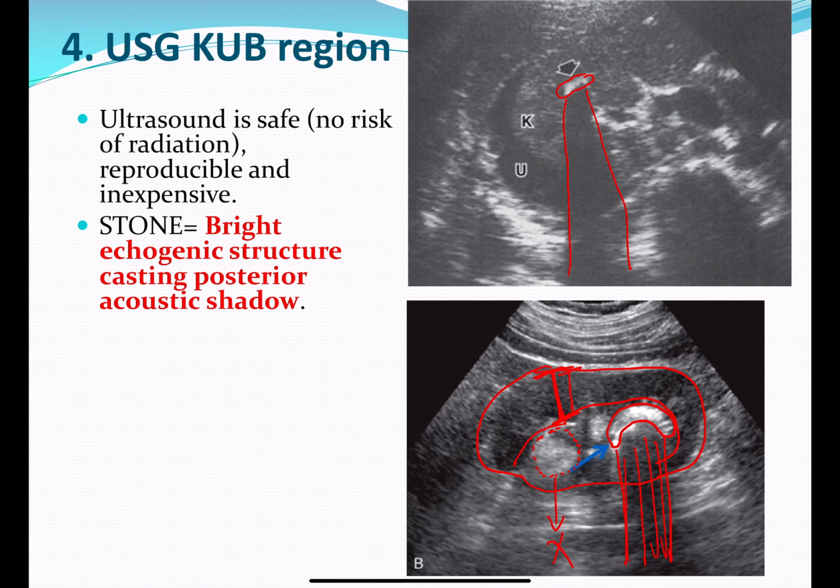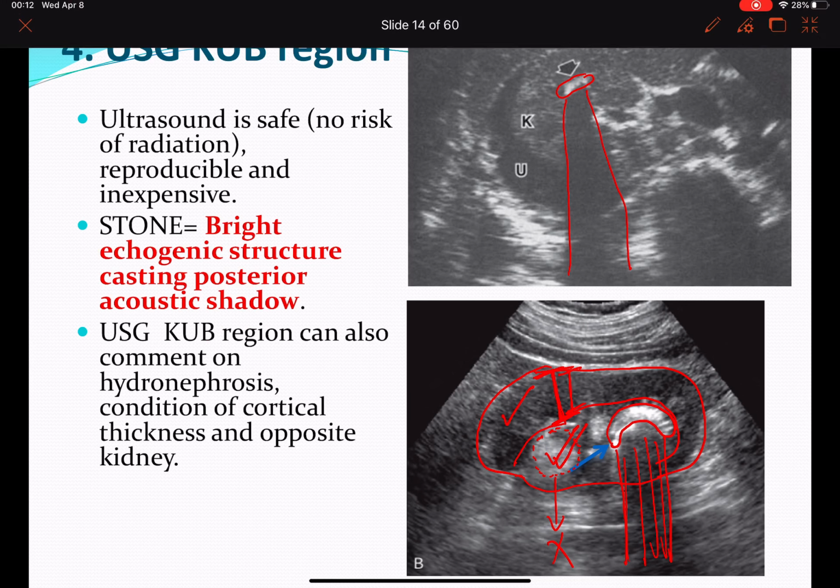So the ultrasonogram is not only for seeing the stone, but it can give you a lot of information. Number one, the cortical thickness is very important. You can see hydronephrosis; there is no hydronephrosis here. So we can obtain this extra information from the ultrasonogram of the KUB region. Ultrasonogram can also show you not only the radiopaque stone, but also the radiolucent stone. So that's why it is a very good test.